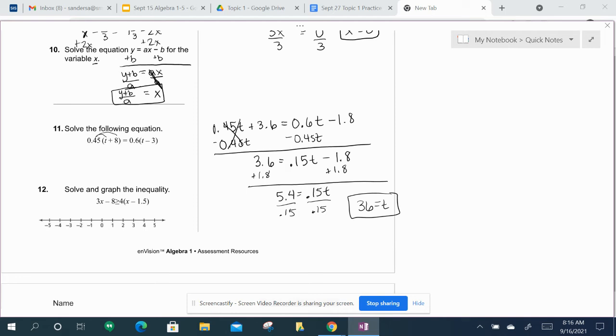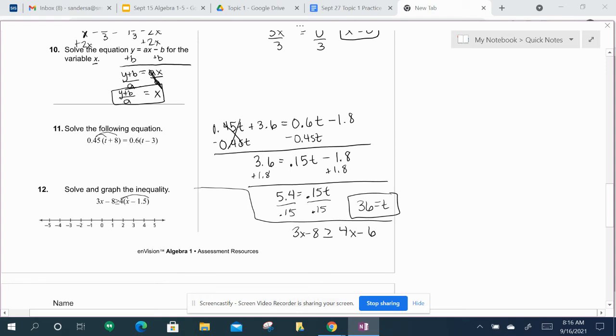Guys, nothing changes from what we have done. We just have to remember with inequalities that if we multiply or divide by a negative number, we need to flip our symbol and we need to graph our final answer. So if I look at this problem on the left side, there is nothing I can do. But on the right side, I can distribute. So I'm going to rewrite the left side as 3x minus 8. And the right side, I'm going to distribute to get 4x minus 6.